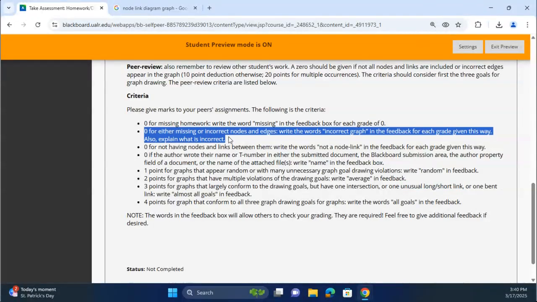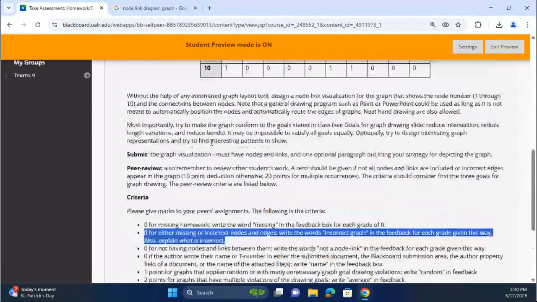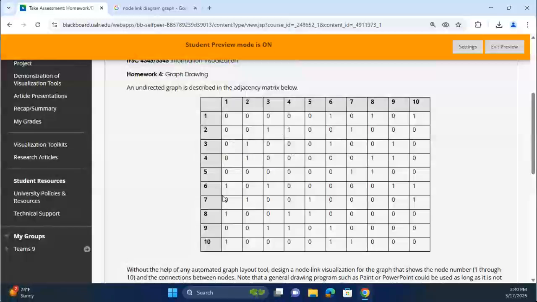Double, triple check your final result to make sure it is exactly what's in here. Go through each and every node and make sure it's connected to all the other nodes that it's supposed to be connected to, and no other node. I've seen it all over the place. Sometimes there's an extra, sometimes there's one missing, sometimes there's a completely wrong one, like between 3 and 2. In this adjacency matrix, there is no connection between 3 and 2 because there's 0 right here.